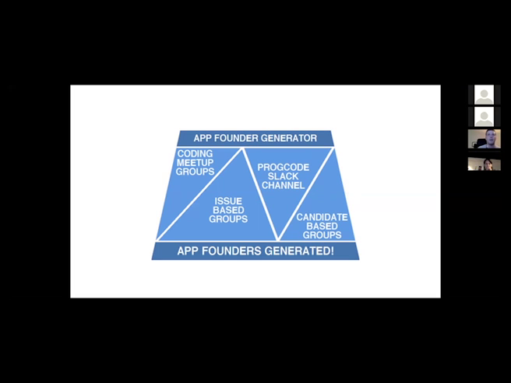And additionally, issue-based groups and candidate-based groups, a lot of the time, as I understand it, coders will come to them to volunteer, and those groups will send them our way because those groups don't have anything specific for them to code. So a way to think about it is each of these modules in the app founder generator is one piece of the puzzle, and every time we strengthen one of these modules, we strengthen the entire app founder generator, and of course, the conclusion is app founders generated.